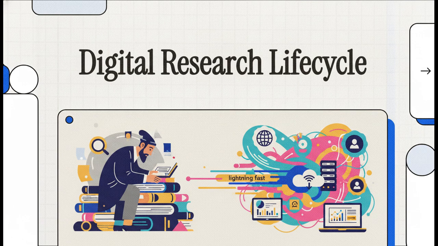We've moved way past that classic image of a lone scholar surrounded by dusty stacks of paper in a dimly lit library. Today, a researcher can parse literally millions of data points right from their smartphone while riding the subway, all within this lightning-fast, highly connected digital ecosystem. So let's dive into how this all works.